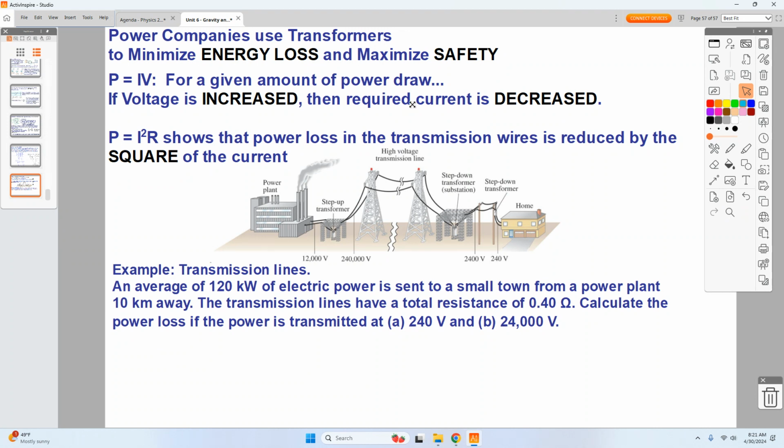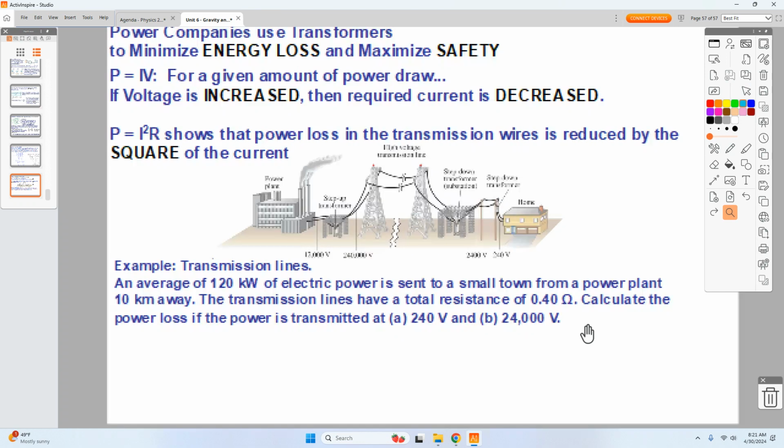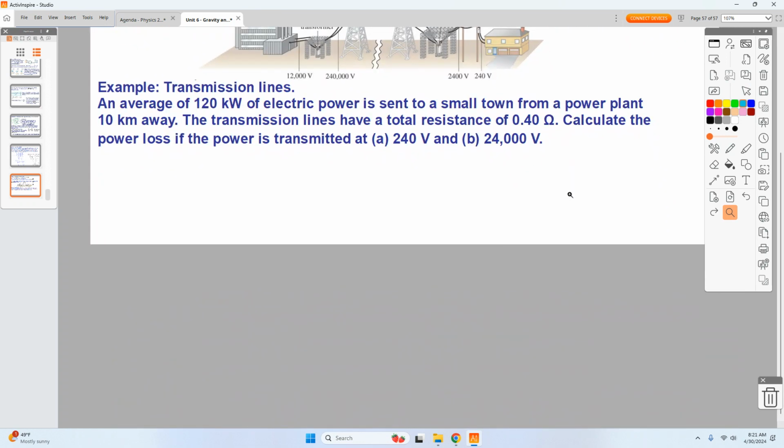So I'd like to do a couple of quick calculations with you and see if you guys can do these as well. So here we have a 120 kilowatt power station sent to a small town from a power plant that's 10 kilometers away. Transmission lines have a total resistance of 0.4 ohms. Calculate the power loss if the power is transmitted at 240 and 24,000 volts.